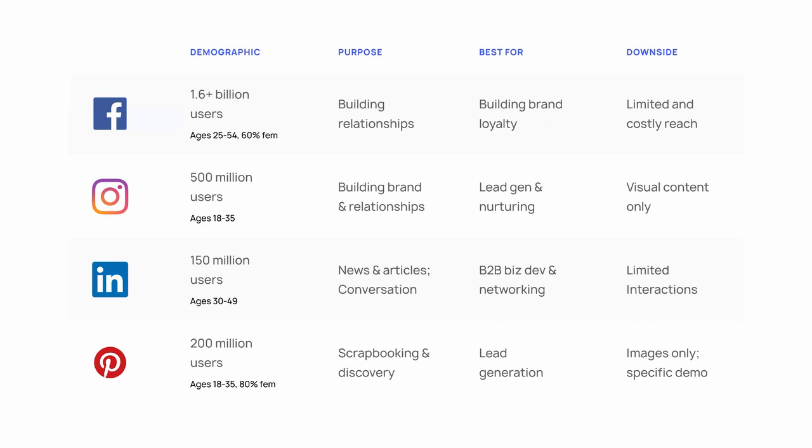But each of these platforms has its downsides, right? Facebook has limited reach. It was pretty costly. Instagram is best for visual, short bite-sized content, no more than 3 to 5 minutes. LinkedIn has limited interaction, though they're actually getting better, getting on par with Instagram. However, understand that if it's not B2B, it's probably not best for you. Pinterest is images only, and it's a very specific demographic, specifically targeting women.